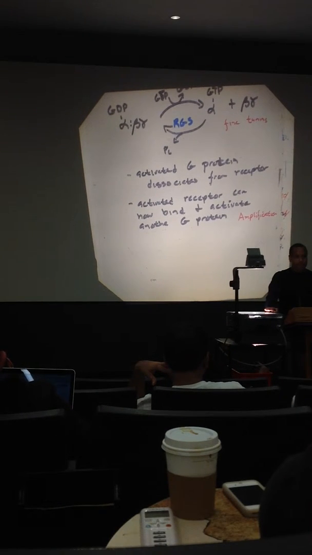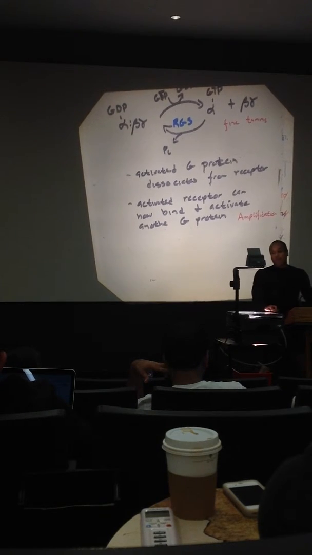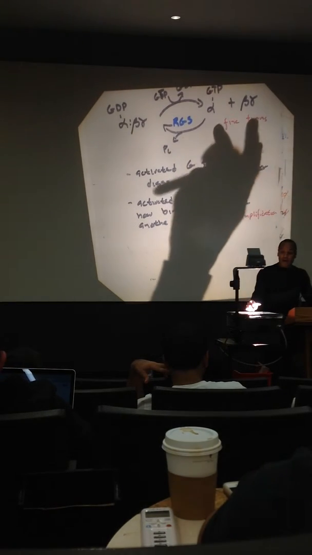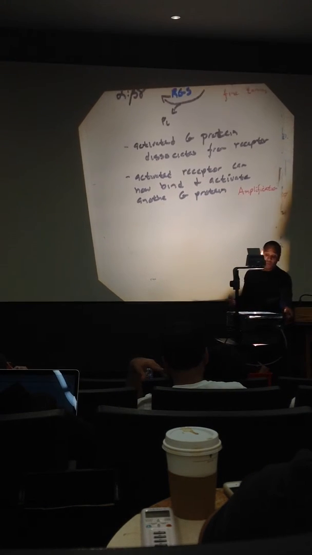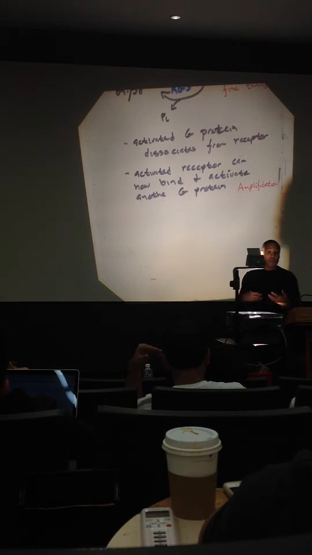Any questions about that? All right, so then you've now got these activated G proteins. You've got the alpha subunit and the beta gamma subunit. And so both the alpha and the beta gamma subunits can go on and activate other proteins.